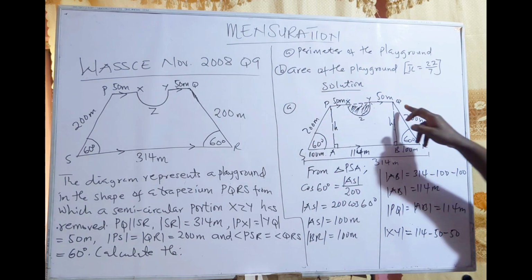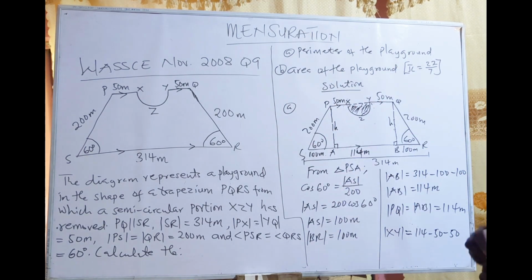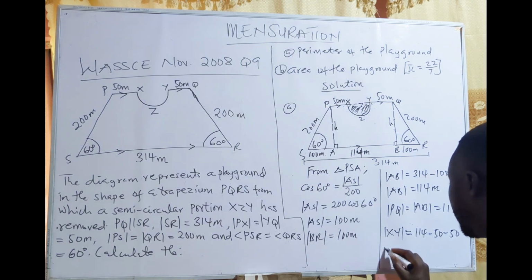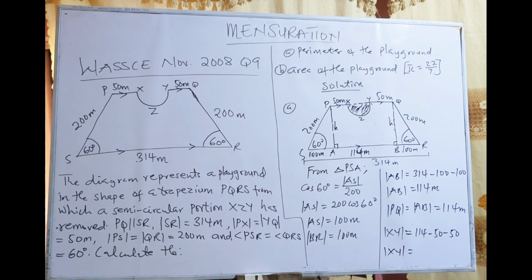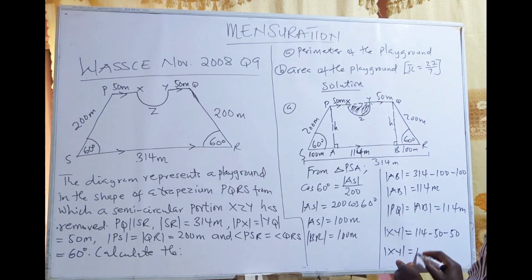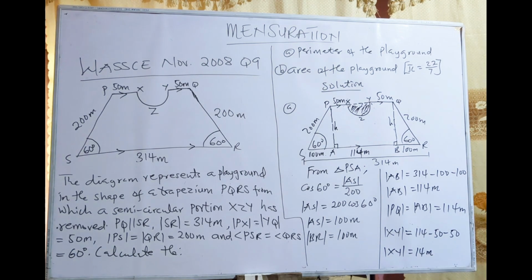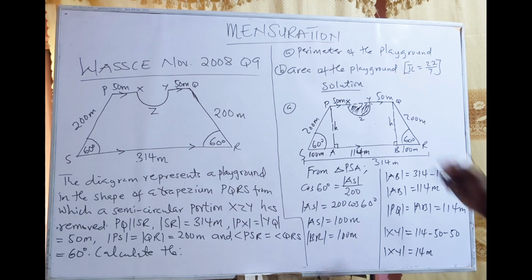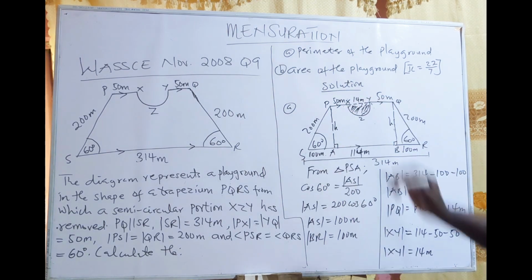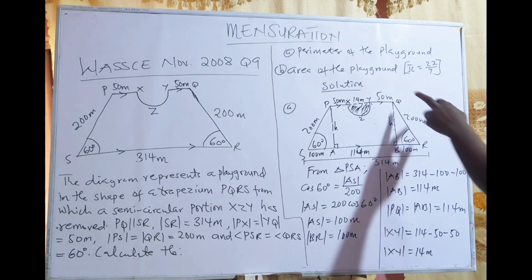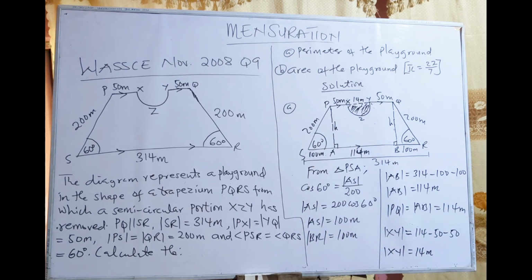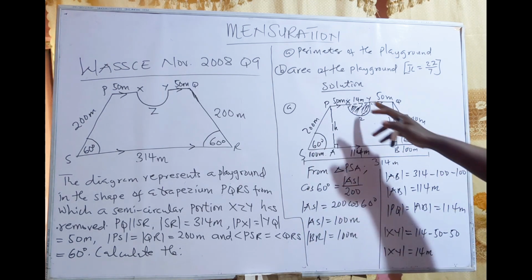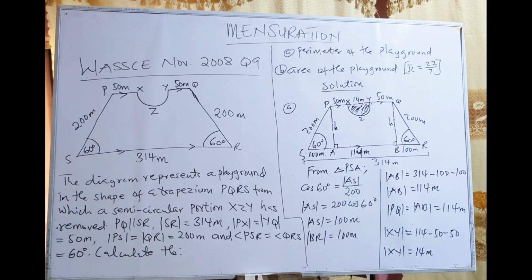Because here is 114, we subtract this to get the XY. So XY, minus 50 minus 50 will be minus 100. So 114 minus 100 gives me 14 meters. So it means that here will be 14 meters. 50 plus 100 plus 14 gives me 114. So now we have gotten the XY, which is the diameter, and now we can calculate the radius.